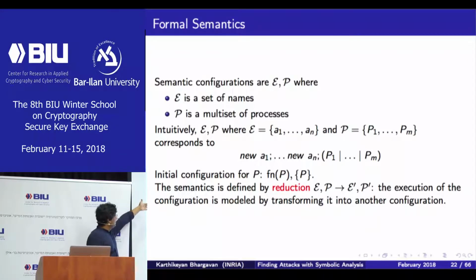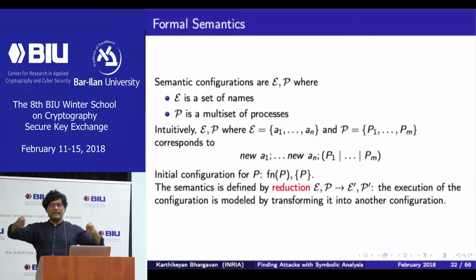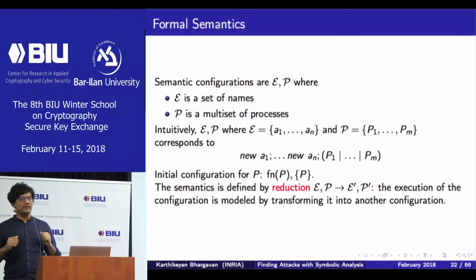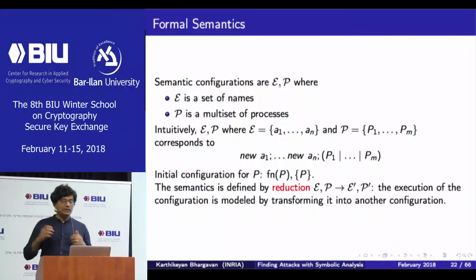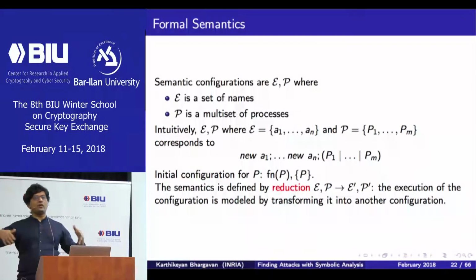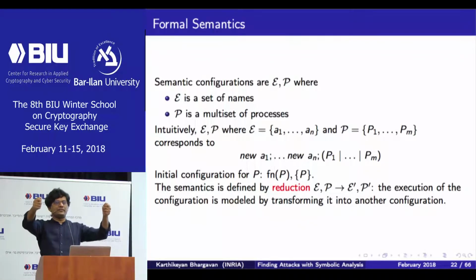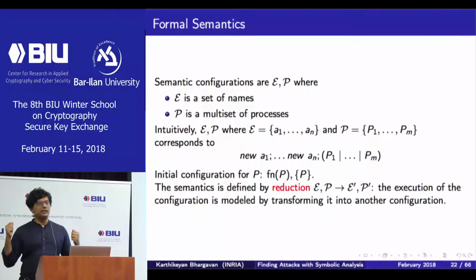So at runtime, what we have is a configuration of a ProVerif process, which consists of a set of names, which you think of as all the secrets that have been generated so far. All the names that have been generated so far, you put them in a set called E. And then there's a multi-set of processes, which are all the active processes that are running in parallel at the same time. So at any point, there is a bunch of names which have been generated and a number of processes which are running. And we are allowed to pick any action which any of the processes can do and run it.